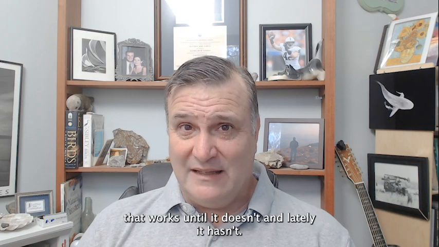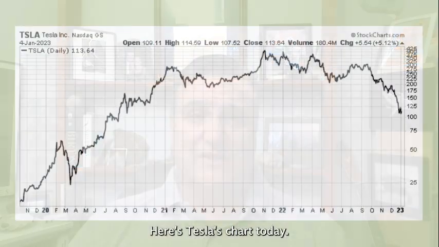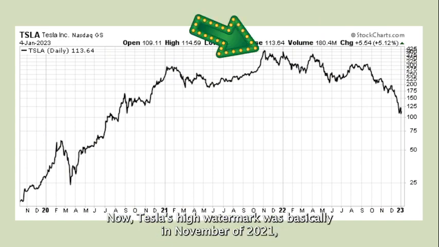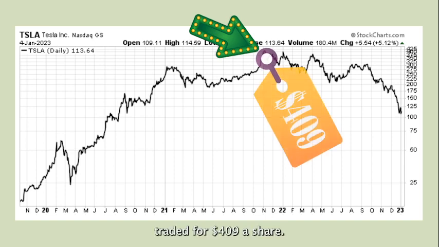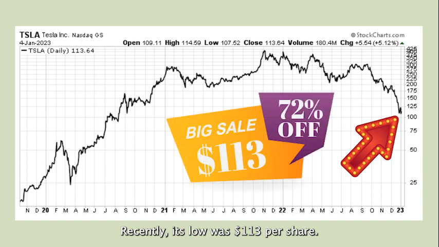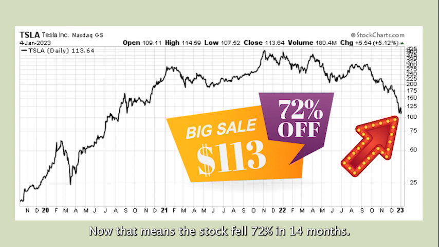And lately, it hasn't. Here's Tesla's chart today. Now, Tesla's high water mark was basically in November of 2021. It traded for $409 a share. Recently, its low was $113 per share. That means the stock fell 72% in 14 months.